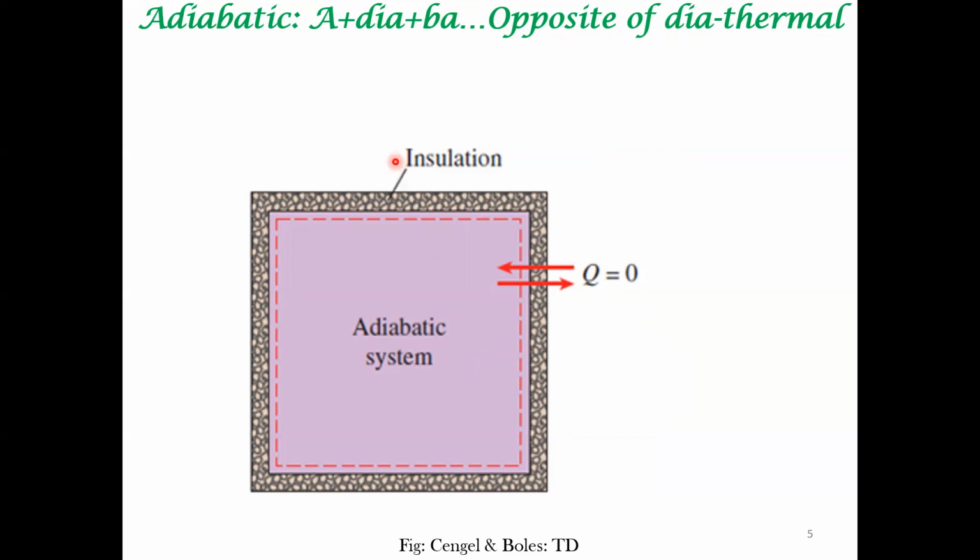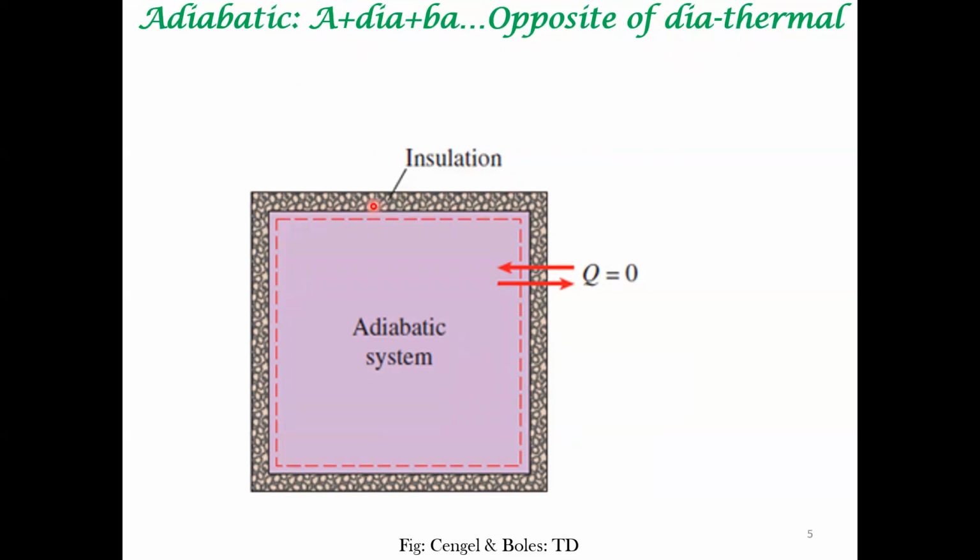Okay, so it can be broken into three word roots. It's the opposite of diathermal. Diathermal means which allows for heat transfer. Whenever you say A, you add in front, that's the opposite. It's an antonym. And then these are means through or allows passing through. So adiabatic is an important constraint.